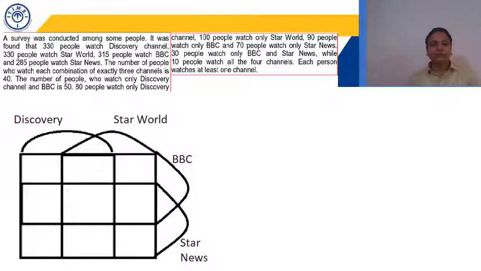Now, I am reading this set. A survey was conducted among some people. It was found that 330 people watch Discovery Channel. So we write 330 here. 330 people watch Discovery Channel. 330 watch Star World.